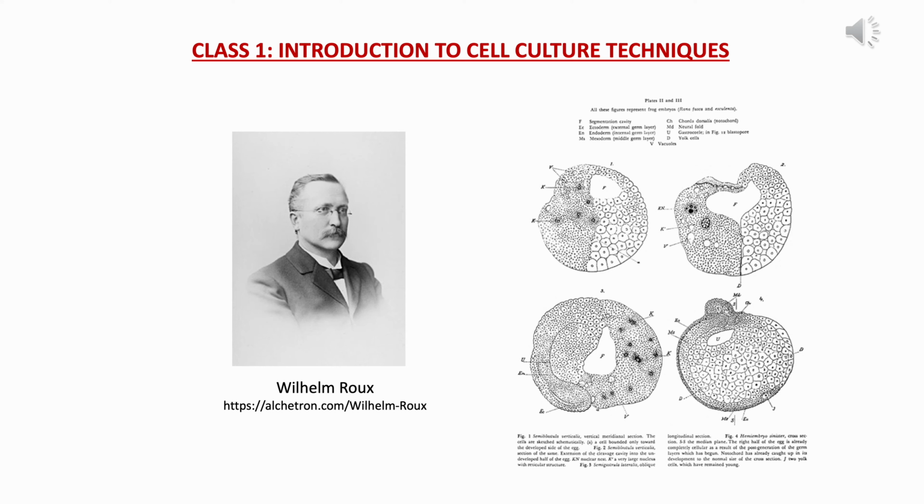Now, if you look at cell cultures, historically, this culture of tissue sections from organs was established long back, almost in 1885 by William Roux, when he isolated a section of the medullary plate of the chicken embryo and then maintained it for several days in a warm saline solution. So this was one of the earliest examples of tissue cultures.